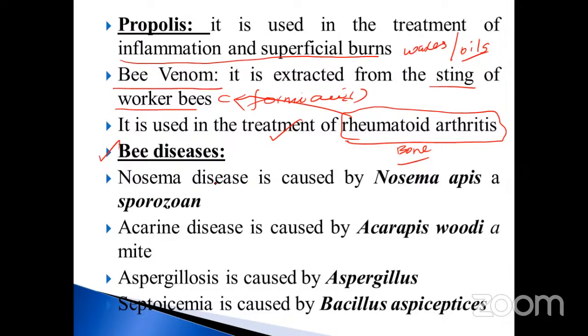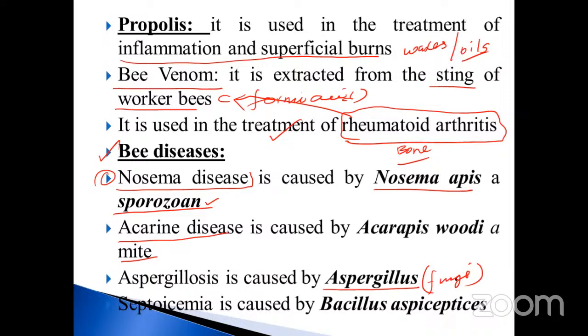And what about the bee also being affected by some diseases due to microorganisms? See that. The first one is Nosema disease. It is caused by Nosema apis, a sporozoan. Don't forget which sporozoan produces the bee diseases: Nosema apis. Another one is acarine disease, caused by Acarapis woodi, a mite. Aspergillosis is caused by Aspergillus, which is nothing but a fungus. And septicemia is caused by Bacillus apisepticus. These are the bee diseases. Just note it down, my dear. This is very complicated, but note it down.